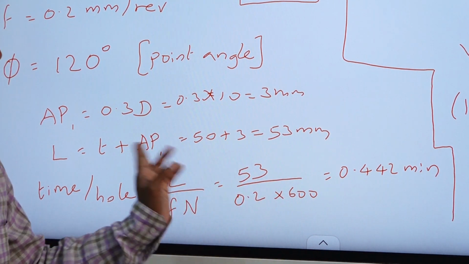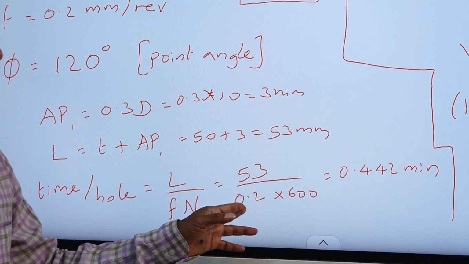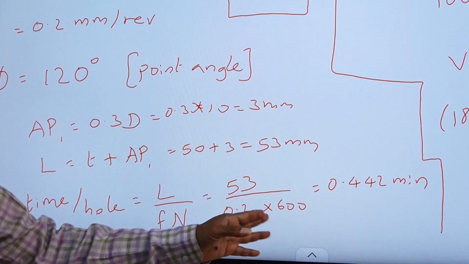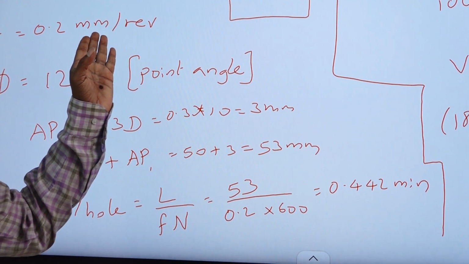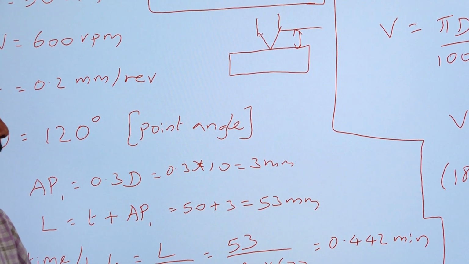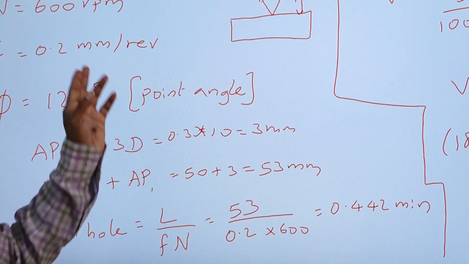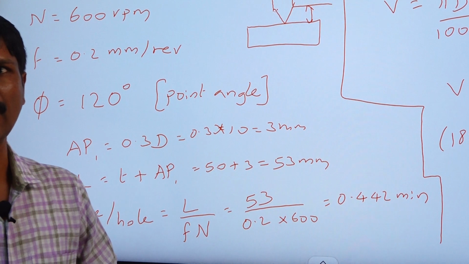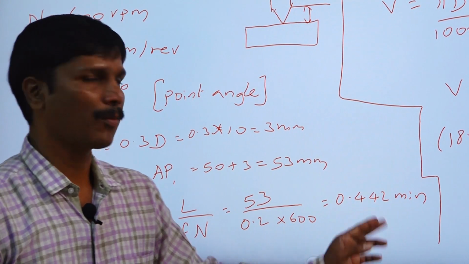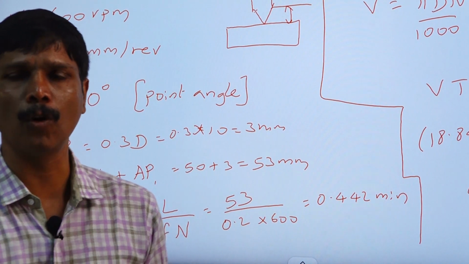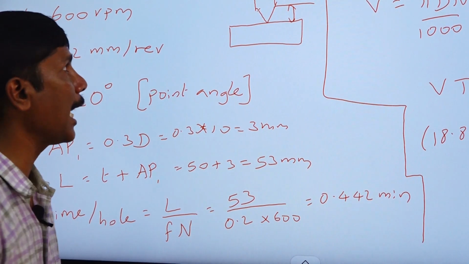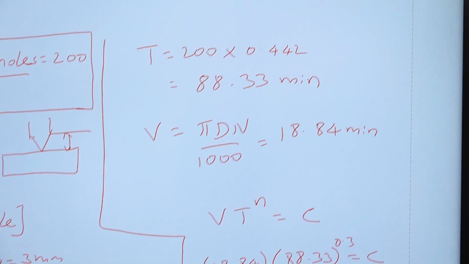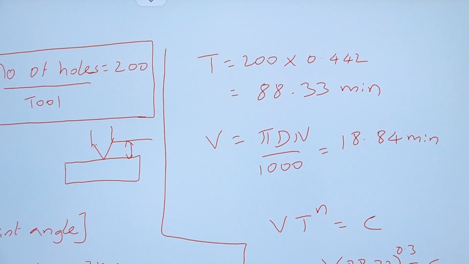This L is 53, that is T plus approach, and feed is given in the problem, that is 0.2, and N is given in the problem, it is 600 rpm. This feed is millimeter per revolution into revolution per minute, which means the denominator will come as millimeter per minute. So, millimeter divided by millimeter per minute we get minutes, that is equal to 0.442 minutes. So, this is the time required to cut one hole.